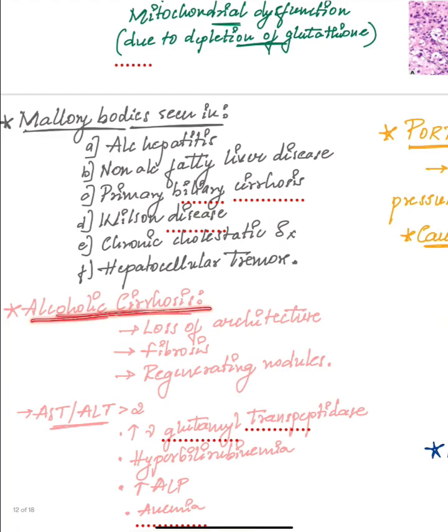Now, what is alcoholic cirrhosis? The main features we can see here are loss of architecture, fibrosis, and regenerating nodules, and here we can see the AST to ALT ratio must be less than 2. It indicates that there is increased gamma glutamyl transpeptidase, hyperbilirubinemia, increased ALP, and anemia.